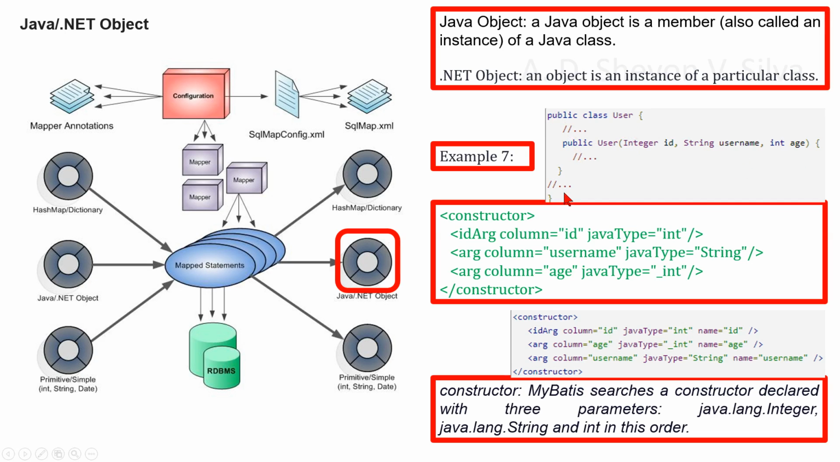In order to inject the result into the constructor, MyBatis needs to identify the constructor somehow. In the following example, MyBatis searches for a constructor declared with 3 parameters: java.lang.Integer, java.lang.String, and int, in this order.